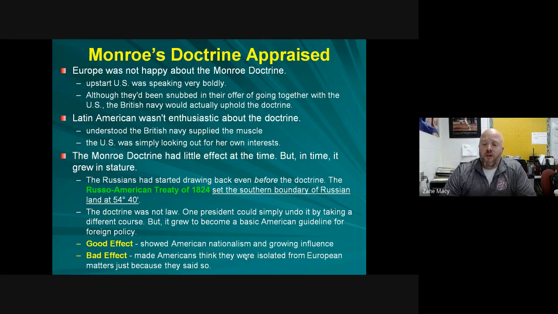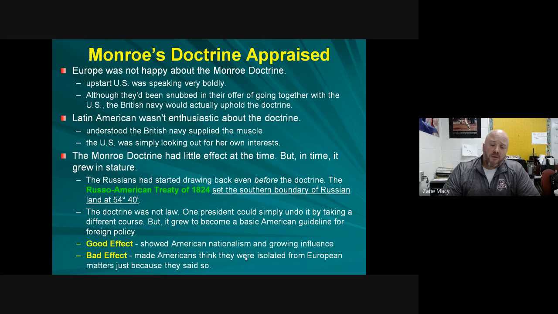The Russians had started drawing back even before the doctrine, but especially after the announcement is made, it makes it seem like the doctrine was that much more enforceful. The Russo-American Treaty of 1824 sets the southern boundary of Russian land at 54 degrees and 40 minutes as opposed to 51 degrees. So they ended up withdrawing quite a bit farther north. The doctrine was not law. It was basically just an announcement by the president at the time. The next president could undo the Monroe Doctrine if he so wished.